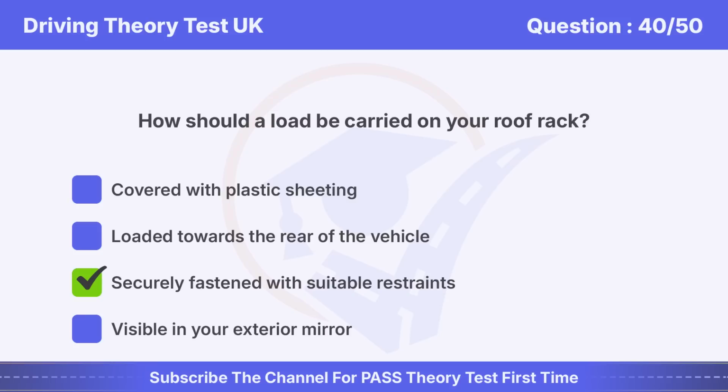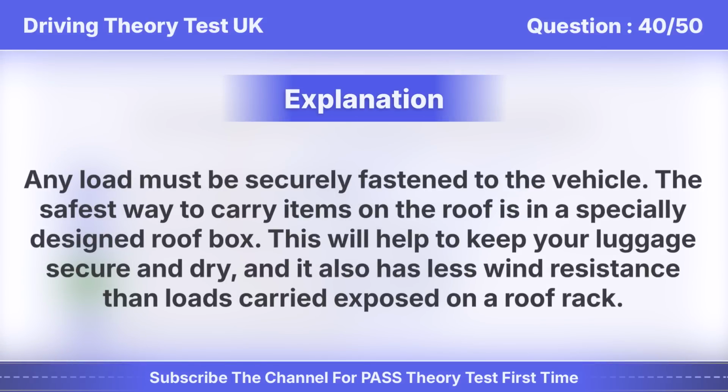Answer is C. Securely fastened with suitable restraints. Any load must be securely fastened to the vehicle. The safest way to carry items on the roof is in a specially designed roof box. This will help to keep your luggage secure and dry, and it also has less wind resistance than loads carried exposed on a roof rack.